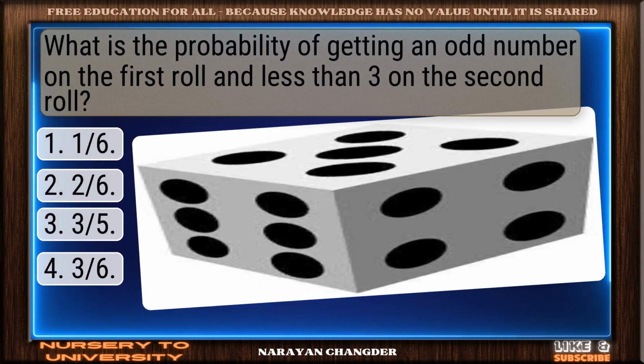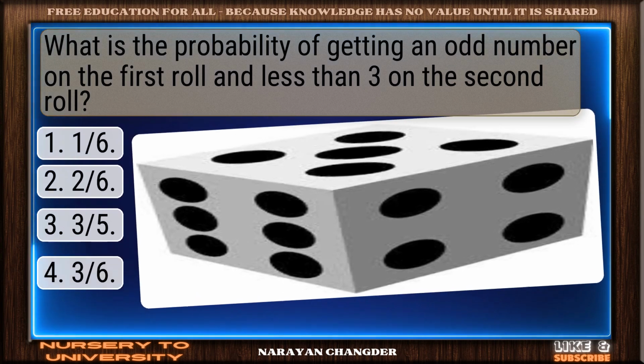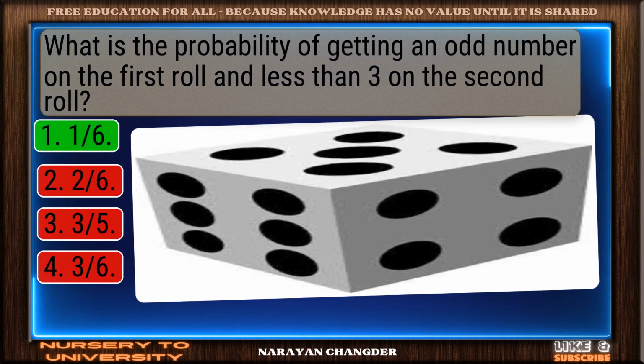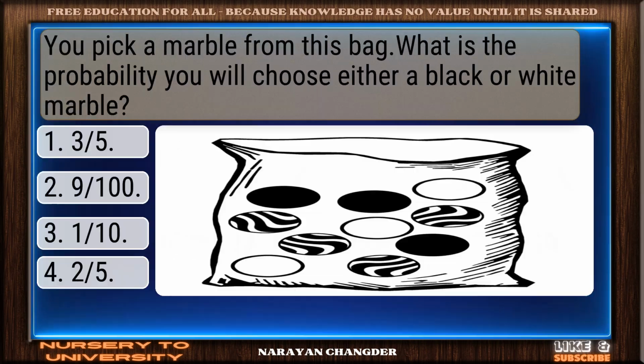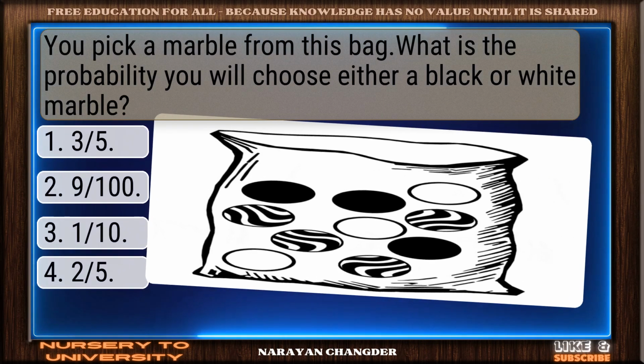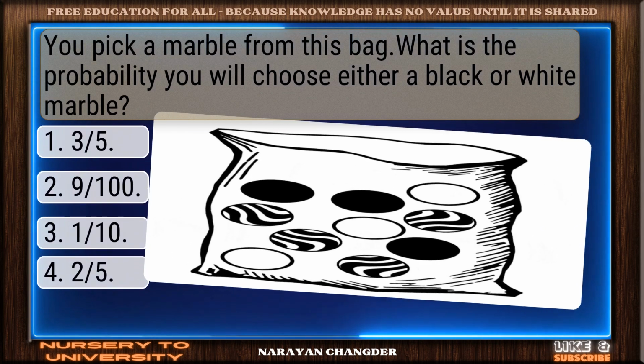What is the probability of getting an odd number on the first roll and less than 3 on the second roll? 1/6 is the one. You pick a marble from this bag. What is the probability you will choose either a black or white marble?